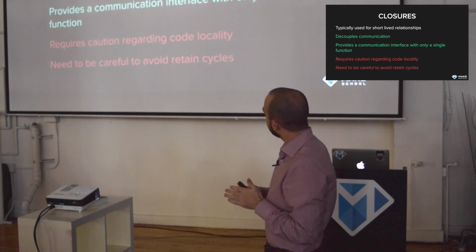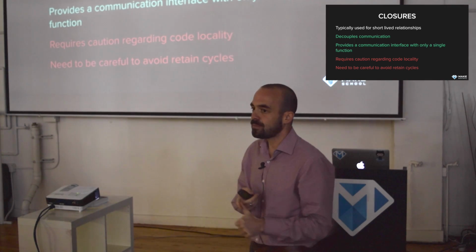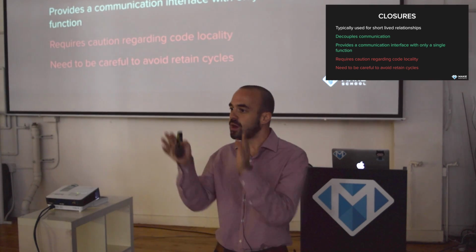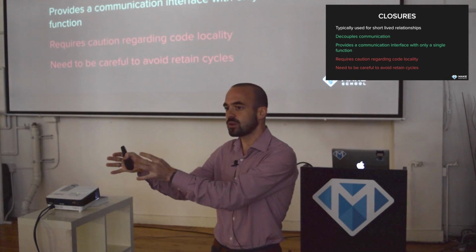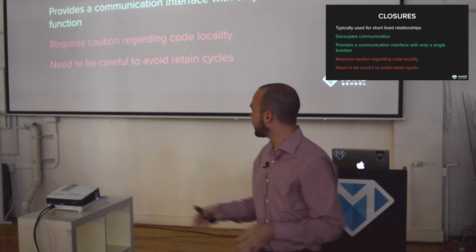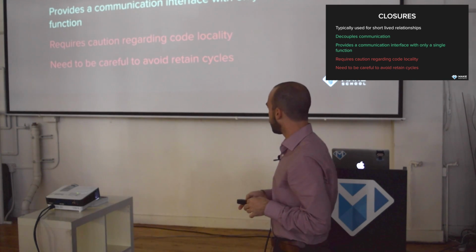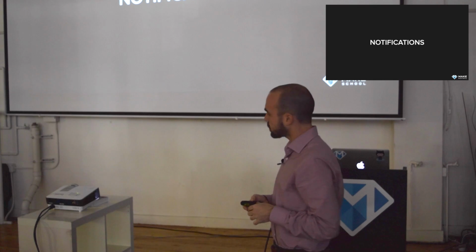Two things to take care of is code locality. Make sure that you don't always put all the code for your callback directly inside of the closure. Consider actually calling a different function. And also be careful to avoid retain cycles.